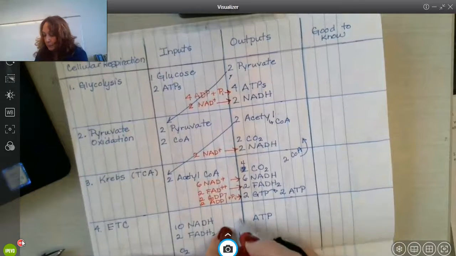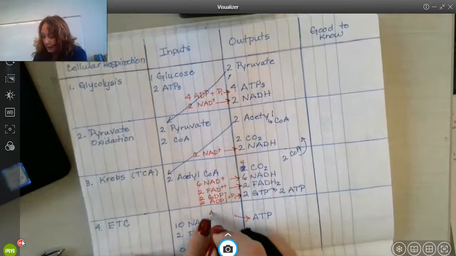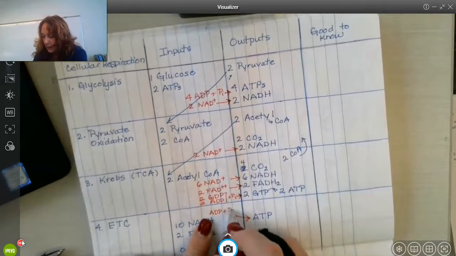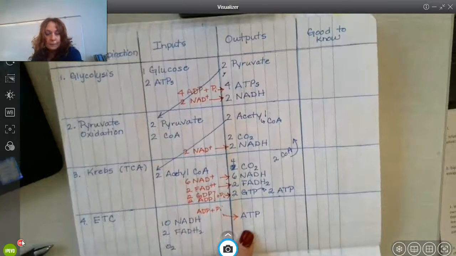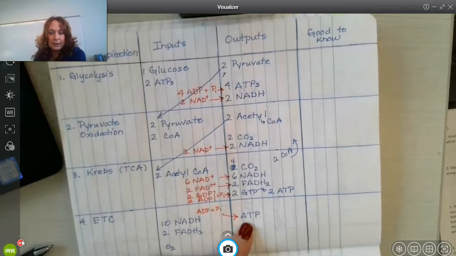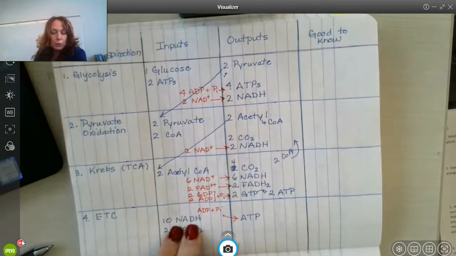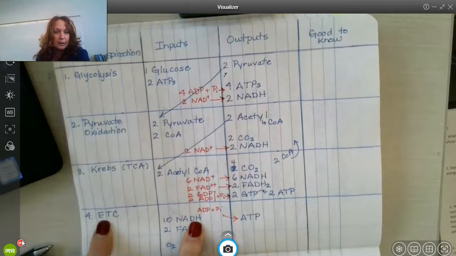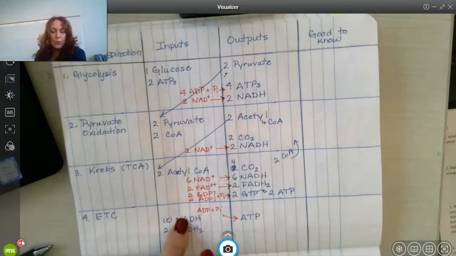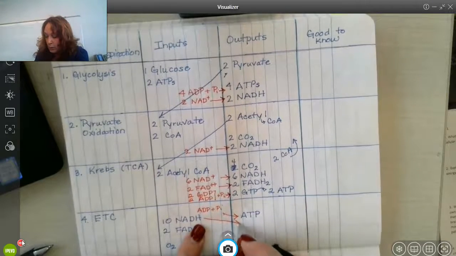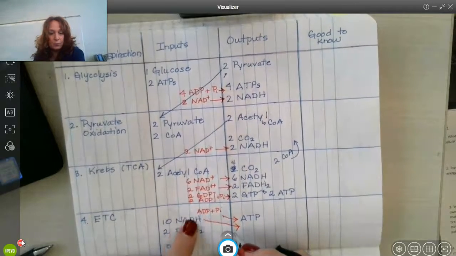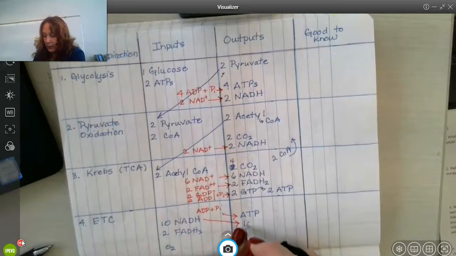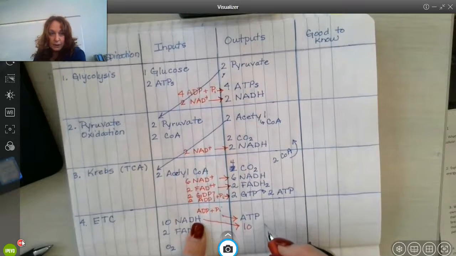So here I would need ADP, right, to make the ATP that you're going to get from the electron transport chain. What happens when you run these NADHs through the electron transport chain? They give up their electrons. They're oxidized. So if this is the full of electrons, they would empty, because they gave the electrons to the electron transport chain.